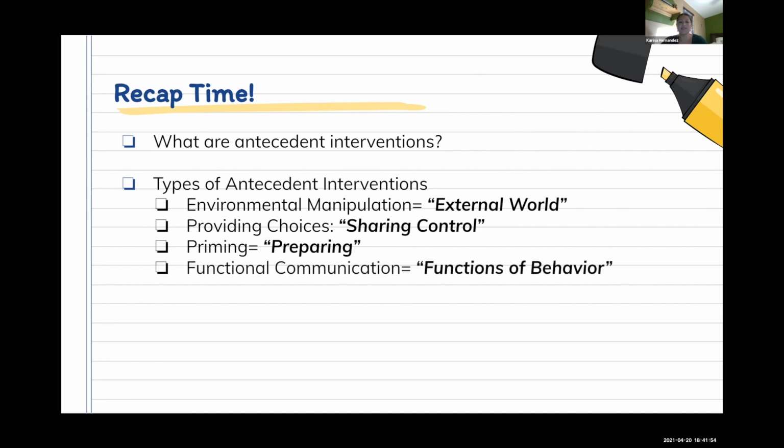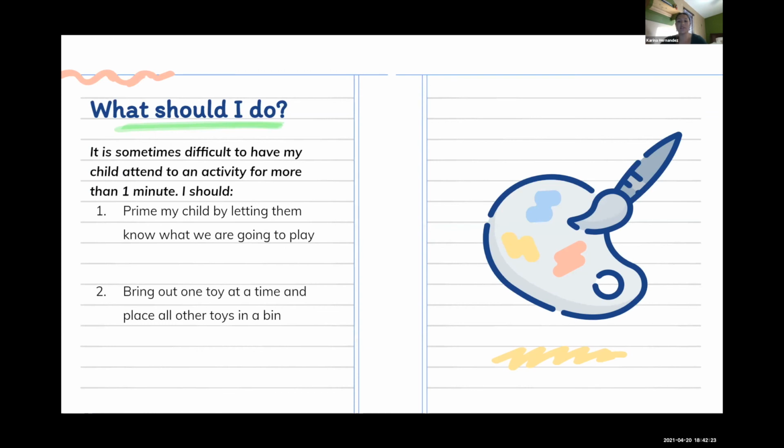And lastly, we talked about functional communication. Think about the functions of behavior. What is my child trying to communicate to me? Why are they engaging in this behavior? And what is the appropriate way for me to help them communicate in a more appropriate way? And lastly, we discussed different ways to generalize antecedent interventions to other situations. And now that we've talked about that, I'm going to go ahead and share a poll with you.